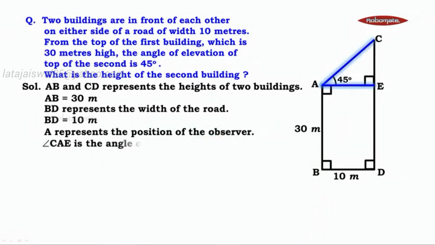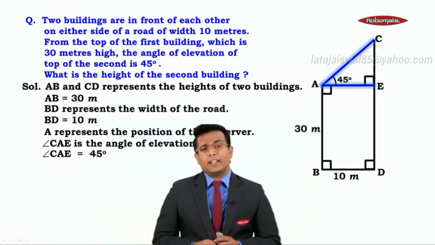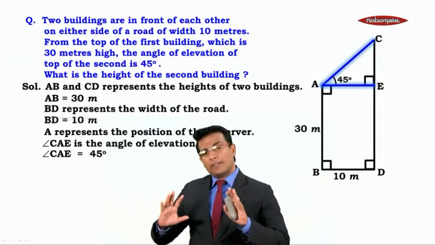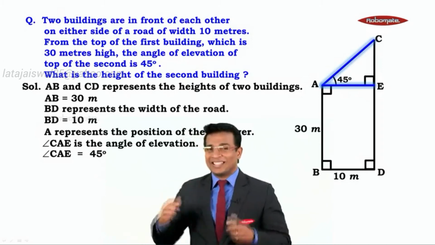That is an angle of elevation and the measure of that angle is given to us as 45 degrees. So these are the information we have in the sum. So we have done the description part of it. Now let's get into solving this.